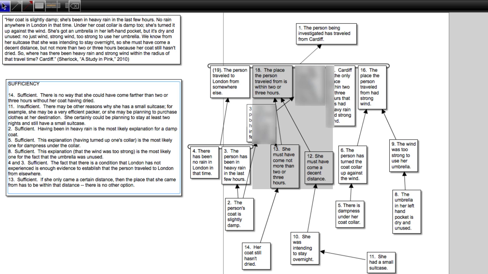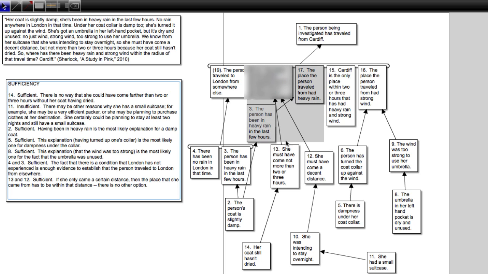Okay. Oh, I'm sorry. 13 and 12 need to be together because both 13 and 12 are giving evidence for 18. I didn't notice that. See, there's 2 pieces of evidence for 18. So she must not have come more than 2 or 3 hours. She must have come a decent distance. But actually, it's the same thing because these are different ways of claiming the same thing. Therefore, the place she traveled from is within 2 or 3 hours. So that actually works.